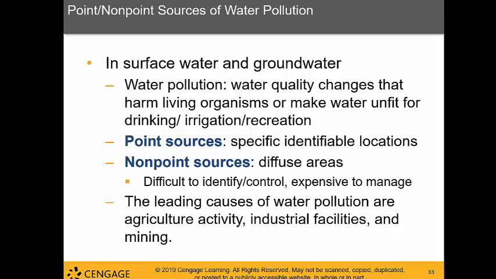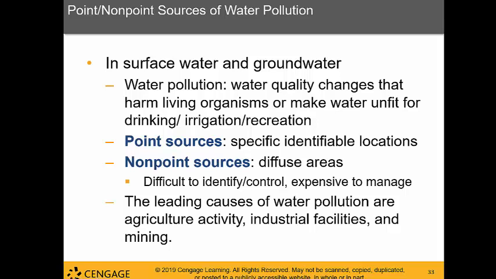Types of pollution include point sources and non-point sources. Point sources are specific identifiable locations that empty certain substances into the water. So maybe this is a factory that dumps wastewater into a lake or a river. Or maybe it's a sewage treatment plant that, after the water has been completely treated, empties the tertiary wastewater, or the water that's been treated with three different methods, into a natural water body.